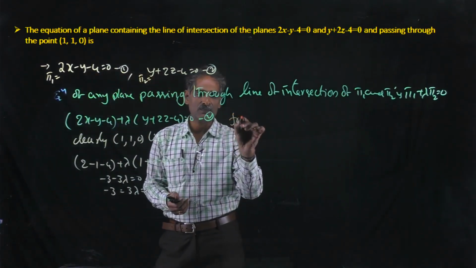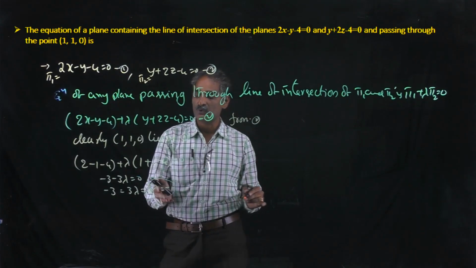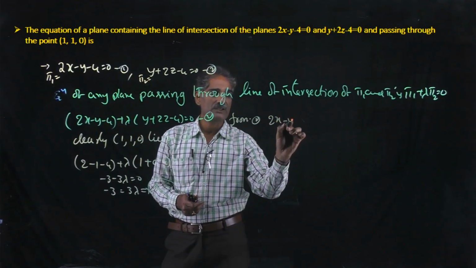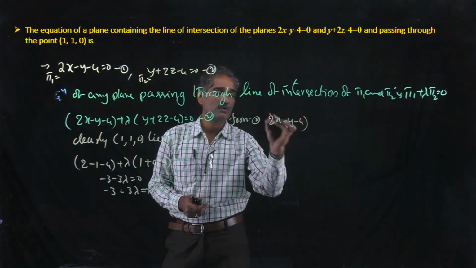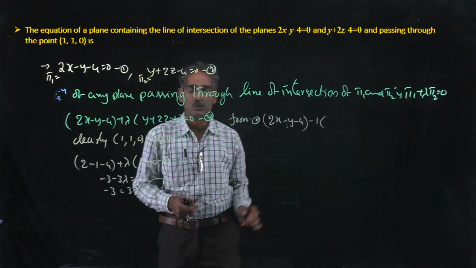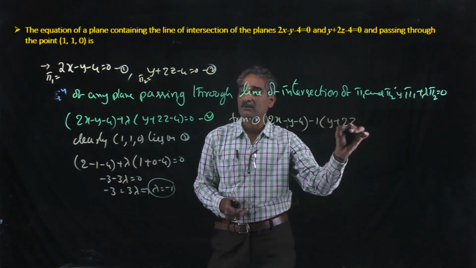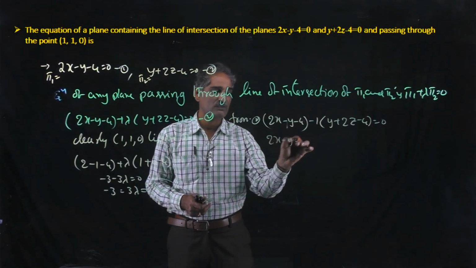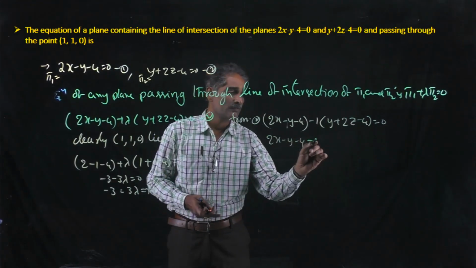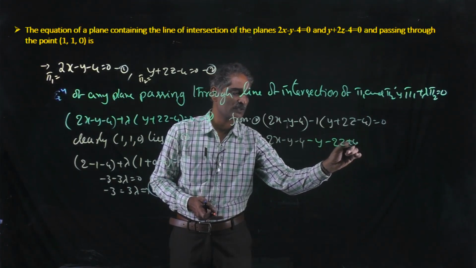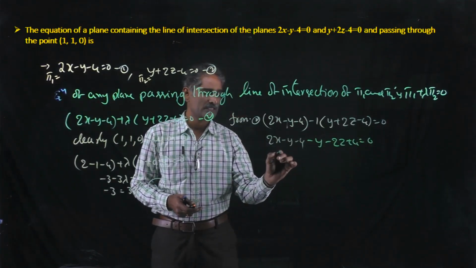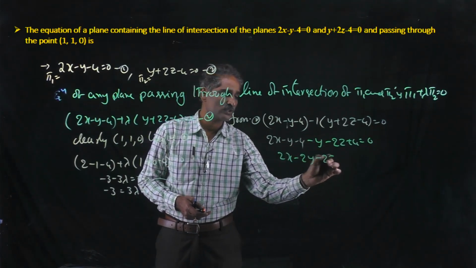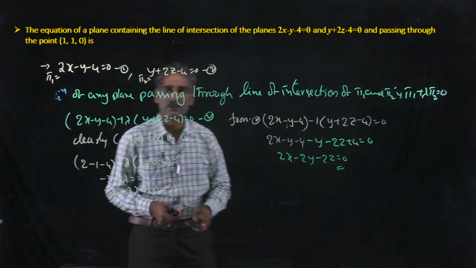Therefore, from 2, substitute lambda equal to minus 1. 2x minus y minus 4 minus 1 into y plus 2z minus 4 equal to 0. Therefore, 2x minus y minus 4 minus y minus 2z plus 4 equal to 0. Here 2x minus y minus y, that is minus 2y, minus 2z is equal to 0. This is the required plane.